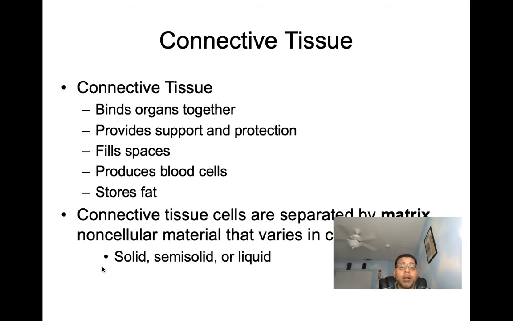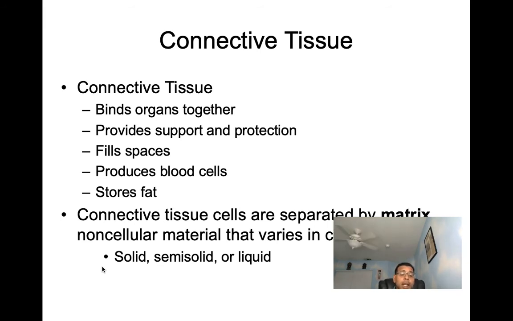So let's check out connective tissue. Now, when we talk connective tissue, it binds organs together. It provides support and protection. It helps fill spaces. It produces blood cells and stores fat, to name a few functions.